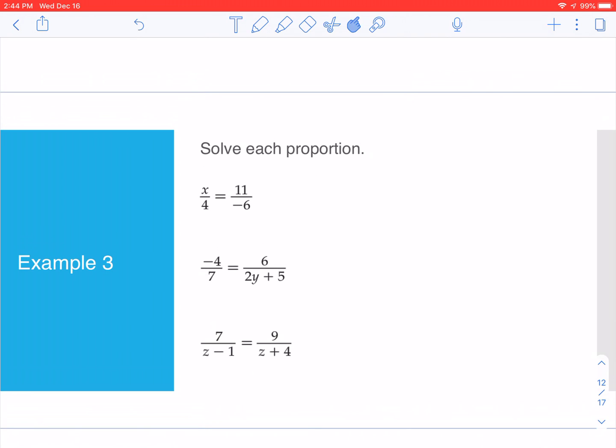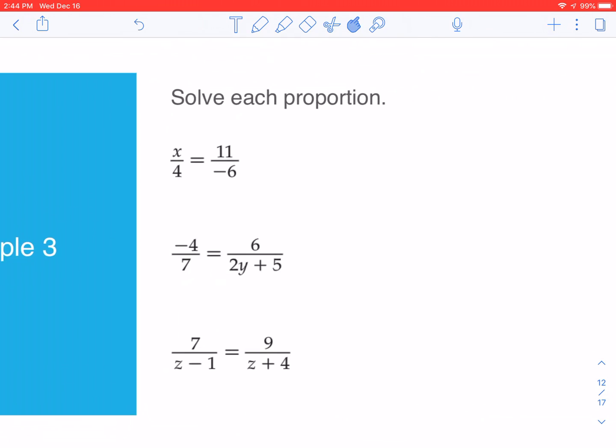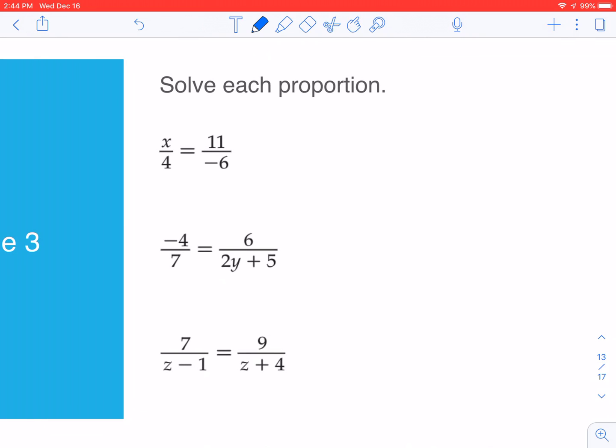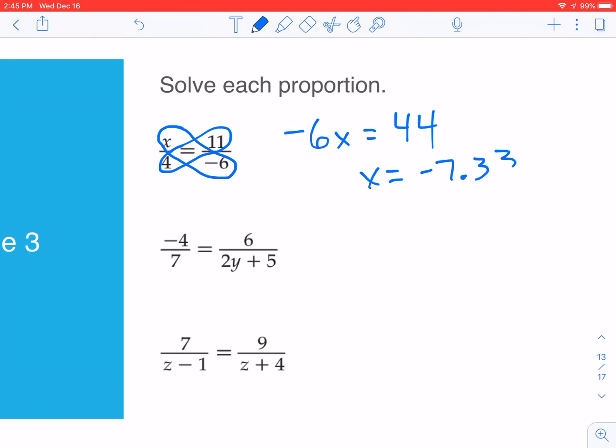Okay? So what we're going to do is solve each of these. What I like to do is circle what I'm cross multiplying. So I have negative 6x equals 44. How did I get that? I did negative 6 times x, and I did 11 times 4, which is 44. And I believe I'm going to get a decimal here, 44 divided by 6. So x would equal negative 7.33, for example.